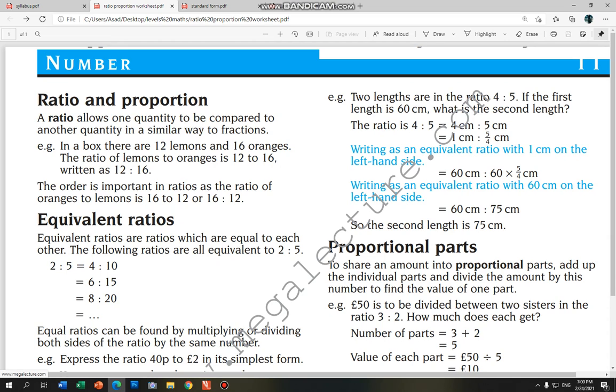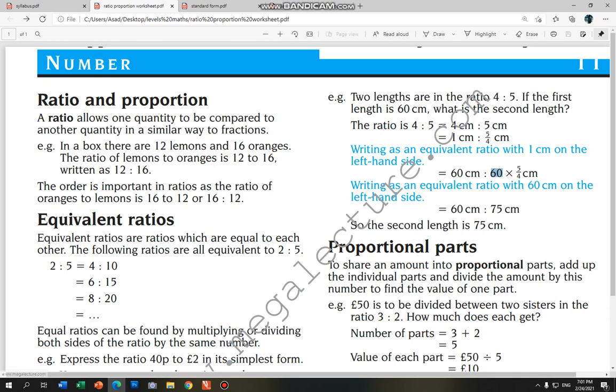Writing as an equivalent ratio with 1 centimeter on the left hand side, 1 centimeter is equal to 5 over 4, I divided by 4. Then writing as an equivalent ratio with 60 centimeters on the left hand side, it will be 60 into 5 over 4, which gives 15 fours are 60 and 15 fives are 75. So the second length is 75 centimeters.